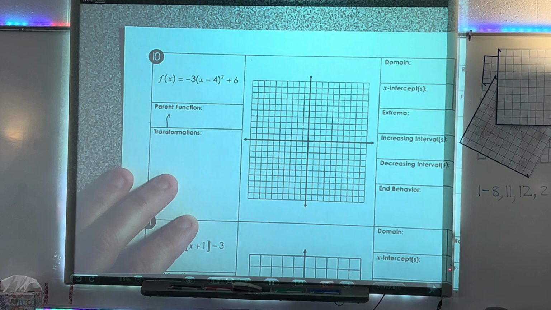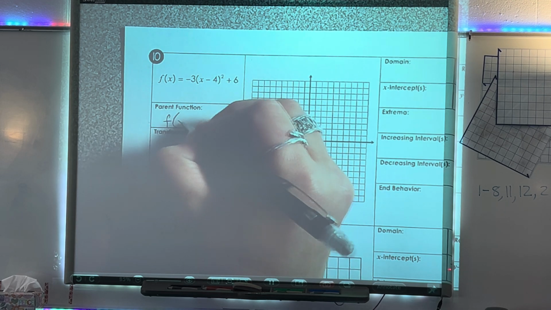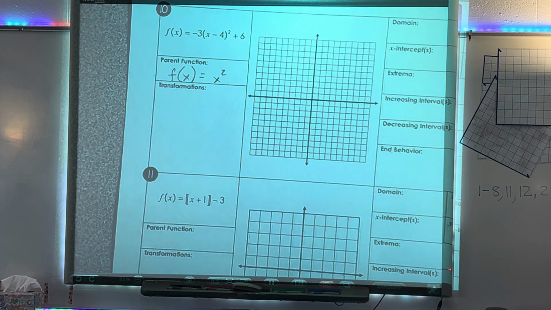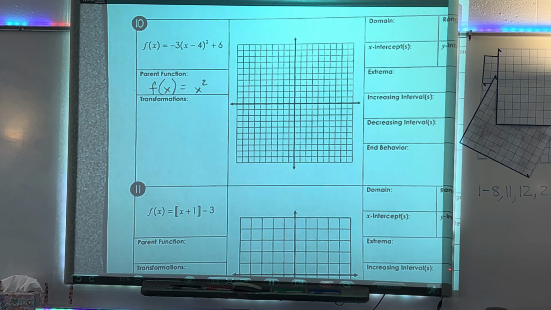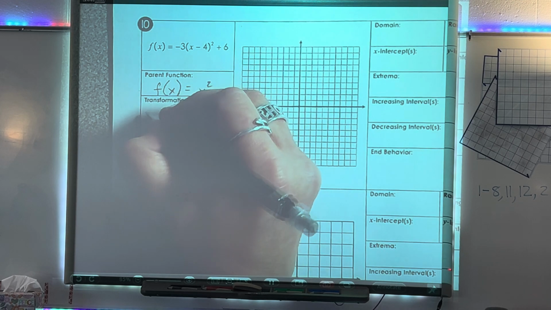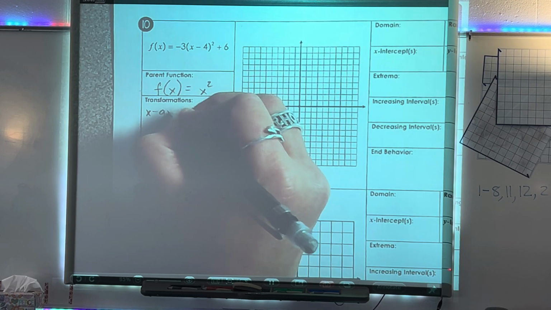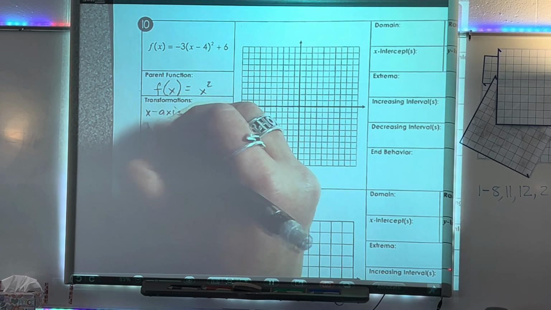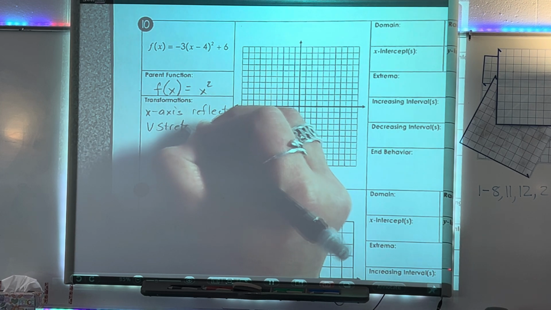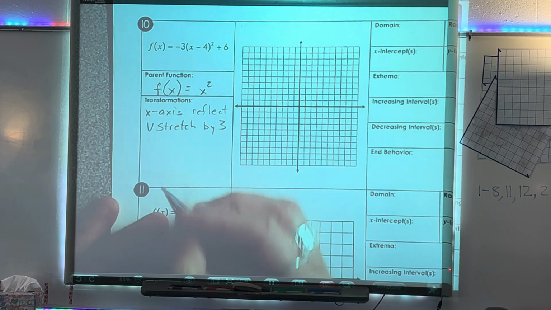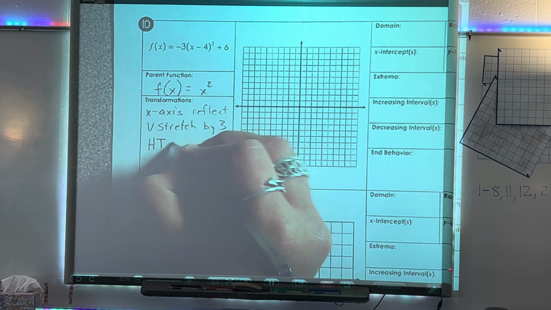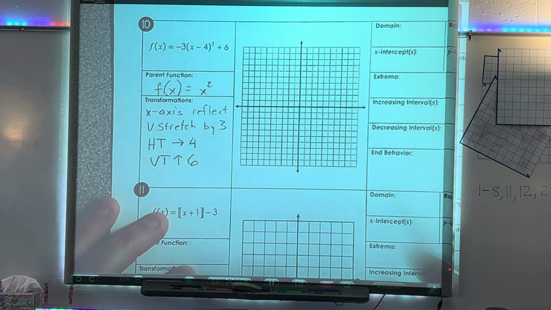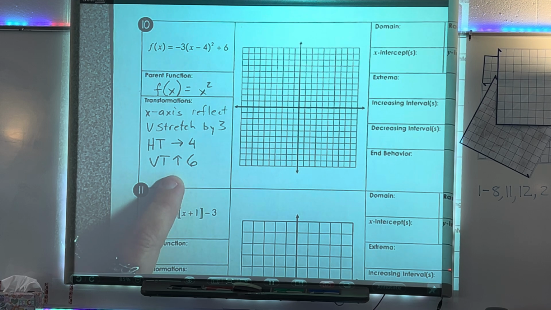These are actually pretty easy. This one is f of x equals negative 3 times x minus 4 squared plus 6. So I've got an x-axis reflection. I've got a vertical stretch of 3, a horizontal translation to the right 4, and a vertical translation up 6. So that is gonna be my vertex at 4 and 6.